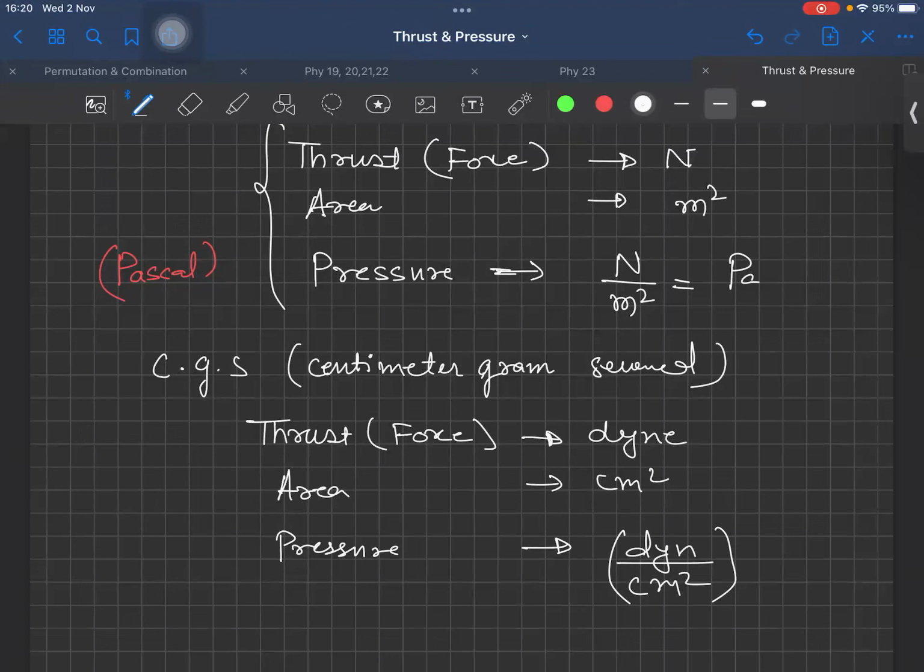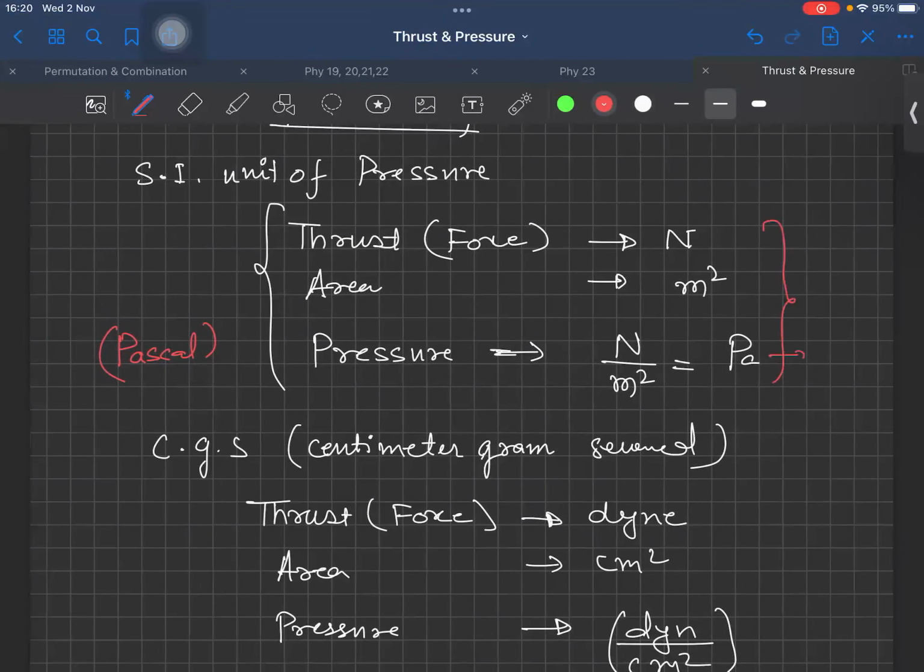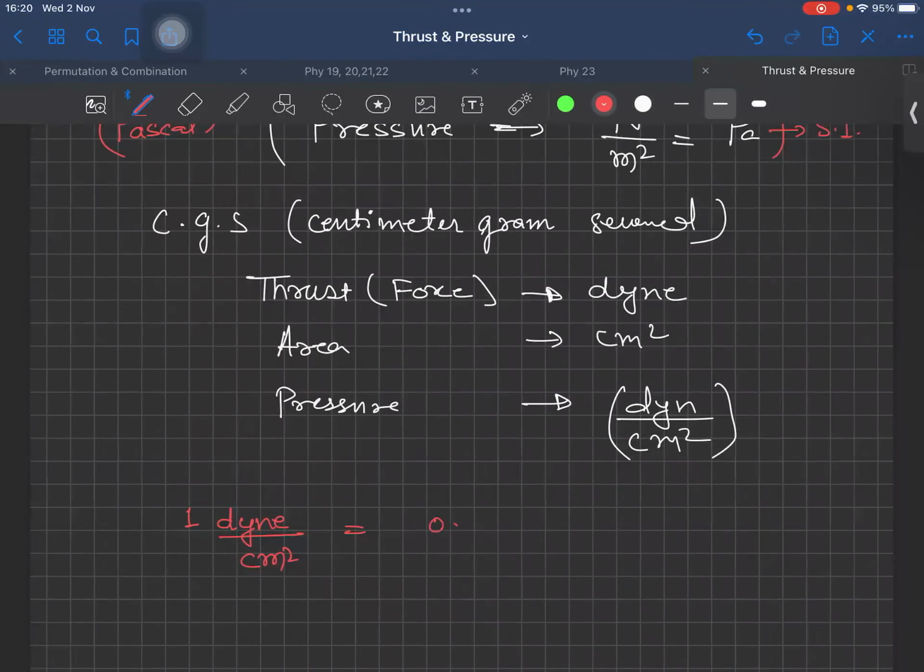Sir, it can be 0.1 Pascal also, right? Why? Sir, it is also a CGS unit of pressure, no, sir. Okay. See, you are doing conversion. That is not CGS unit. See, Pascal is SI unit. Right now you are doing conversion like 1 dyne per centimeter square. So this will be equal to, in Pascal, if you calculate, 0.1 Pascal.